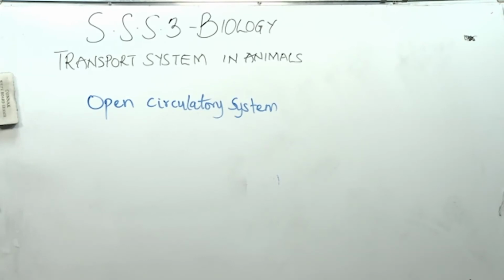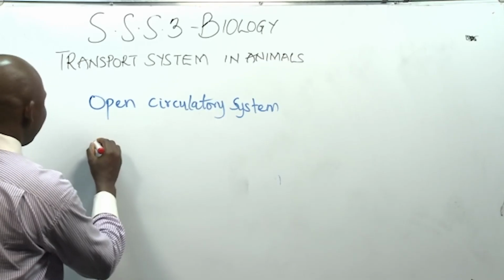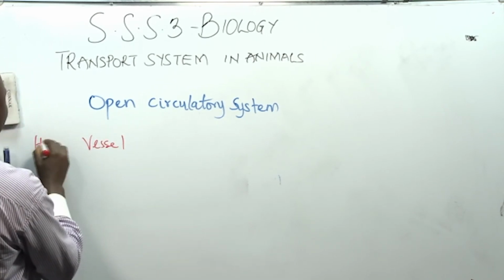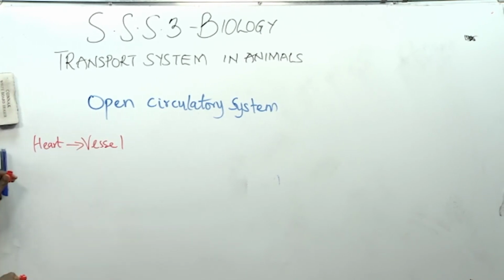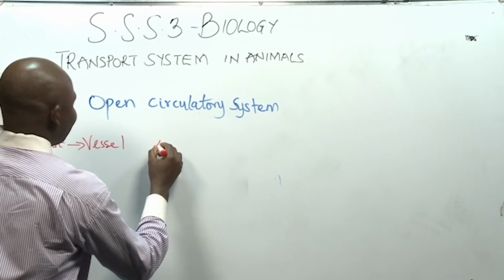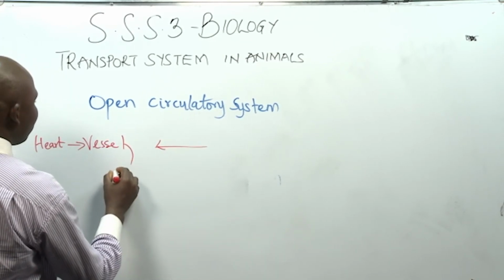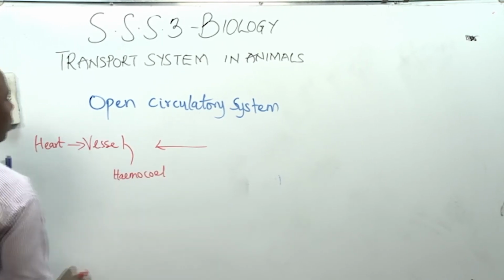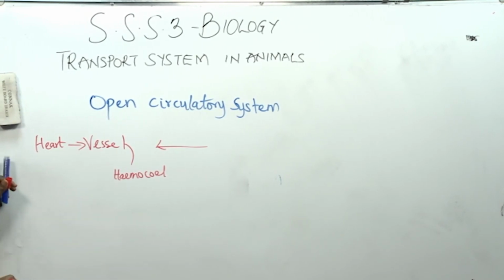Now, when we talk about open circulatory system, we refer to it as open because when the circulating fluid moves from the heart to the vessels, they are now released into the space in the body. If you have a vessel here, you have the heart. From the heart to the vessel. Before it can get to another vessel, it is released into empty space, called hemocoel. The empty space is called hemocoel.